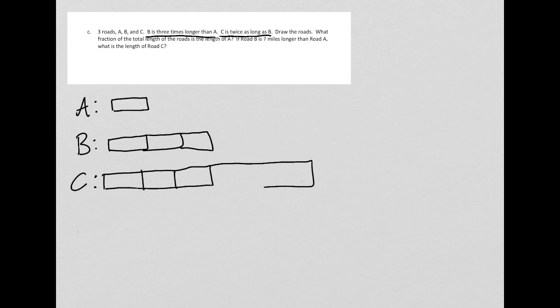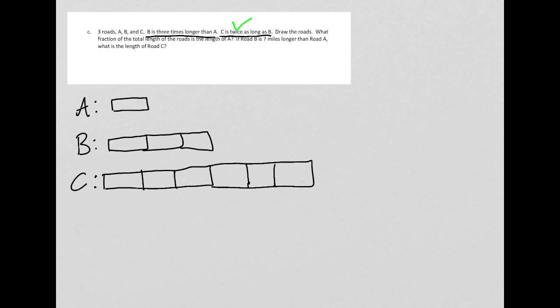Okay, so let's start with A. Here's my little piece for A. B is 3 times longer than A. So if A is equal to 1, that means B is equal to 3. So let's read that again. B is 3 times longer than A, because that makes sense. A is 1, B is 3. And these are our units, let's say. C is twice as long as B. So if B is equal to 3, that means C is equal to 2 B's, which means it's equal to 6. So I have A, B, and C all broken up as units. So I drew the roads. Check.